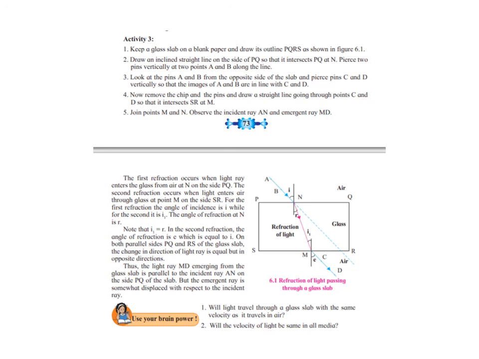Now there is a small question asked over there. Will light travel through a glass slab with the same velocity as it travels in air? No. The speed of light is different in glass as compared to air. Means the speed of light changes from medium to medium, solid, liquid and gas. Second question is, will the velocity of light be the same in all the media? No. As I told you, the velocity of light will be different in different media.